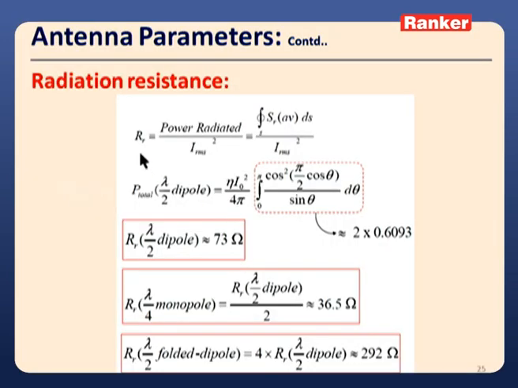Here we have the radiation resistance for different antennas. The basic definition of radiation resistance, or the equation for radiation resistance, is the power radiated divided by I RMS square. After simplification for different antennas, like a lambda by 2 dipole, we will get approximately 73 ohms, and for a lambda by 2 monopole, half of this, approximately 36.5 ohms, and for a lambda by 2 folded dipole, 4 times this, that is approximately 292 ohms. So simply remember that the radiation resistance is nothing but a hypothetical resistance which can be used to replace our antenna and which will deliver the same power as our antenna.